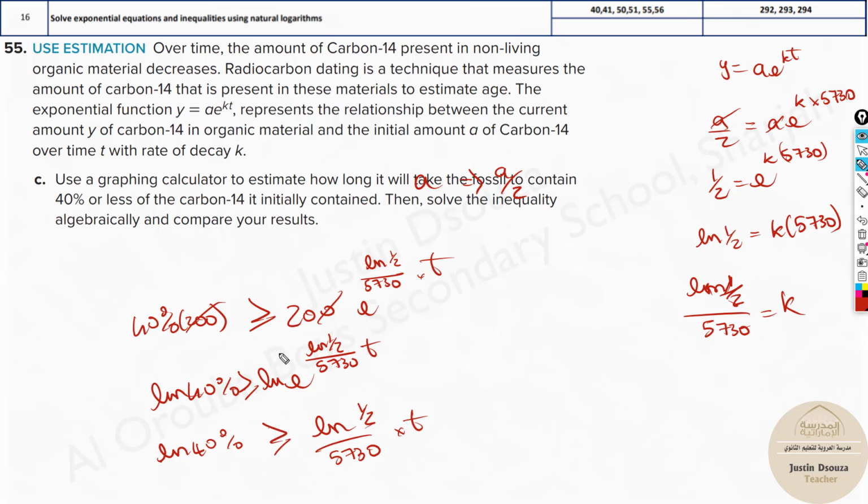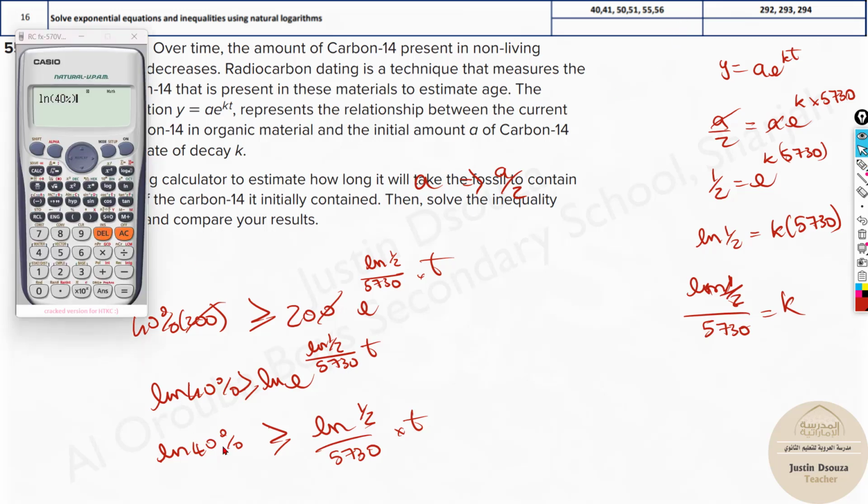And now when we solve this, I'll just solve it up over here. It is very important to solve it by parts. Don't just put everything in the calculator because it's an inequality. If it was an equation, it's fine, directly put it in the calculator and you get the answer. So let me first do the left side, ln 40%. How much is it? It is negative 0.9163. It's greater than or equal to.